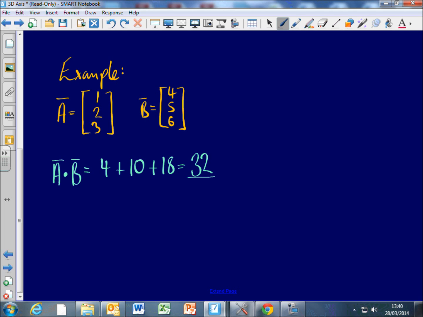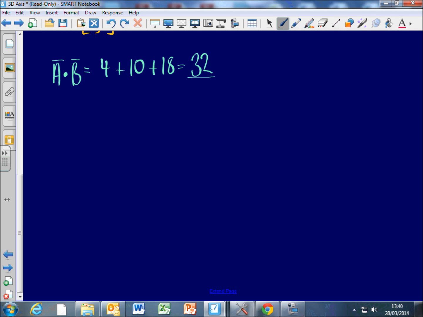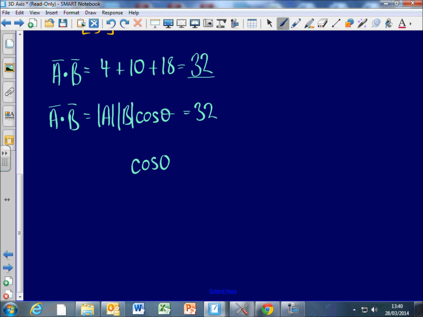Okay. But from the second definition of the dot product, the second way of working it out, I know that A dotted with B is equal to the magnitude of A times the magnitude of B cos theta. But now I know that whatever it is, the answer is 32, because I've got two ways of working out the same problem, you see. So cos theta must be 32 divided by the magnitude of A times the magnitude of B. So what we're going to do now is work out what the magnitude of A and B are. But we've already done this, okay?